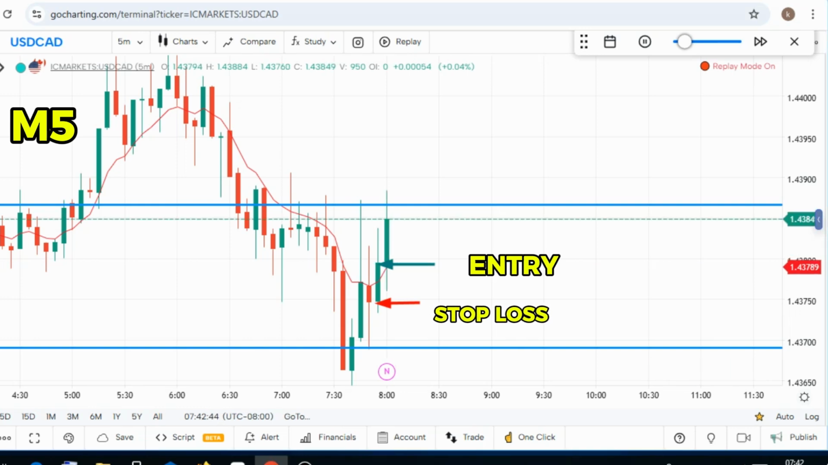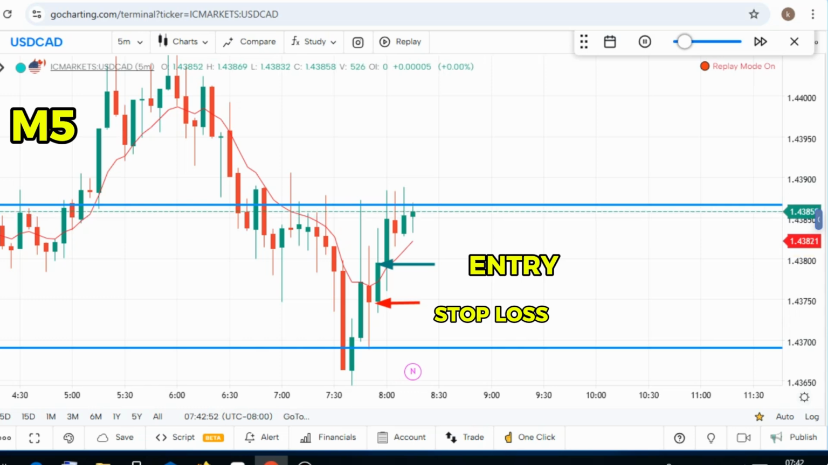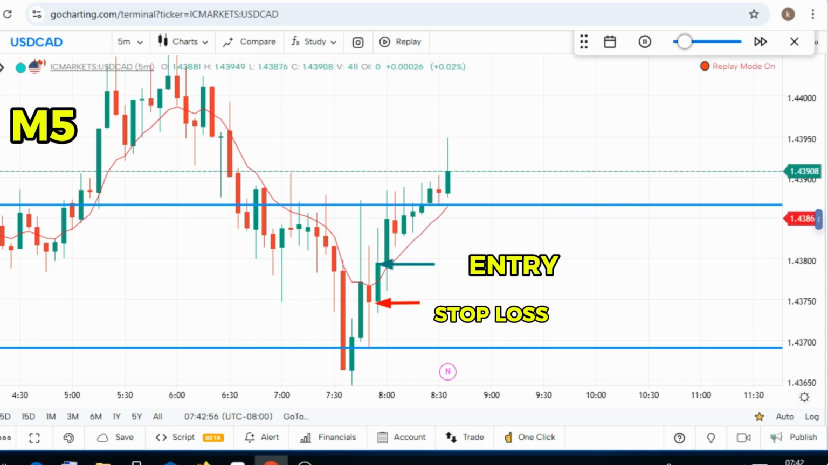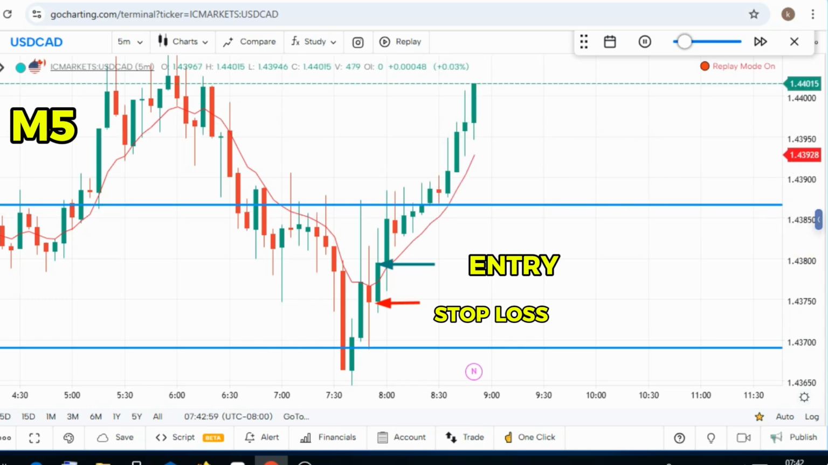So let's see how prices play out. As you can see, prices started taking off in our direction, and eventually our take profit of 1 to 2 risk reward ratio would have been hit.